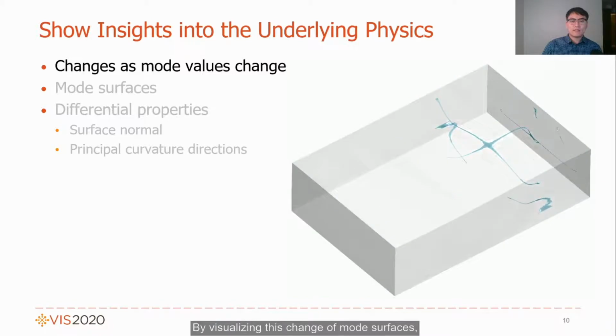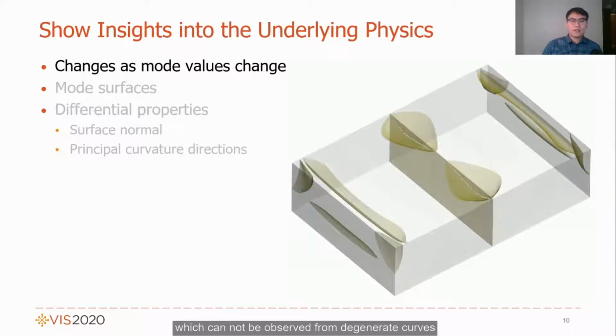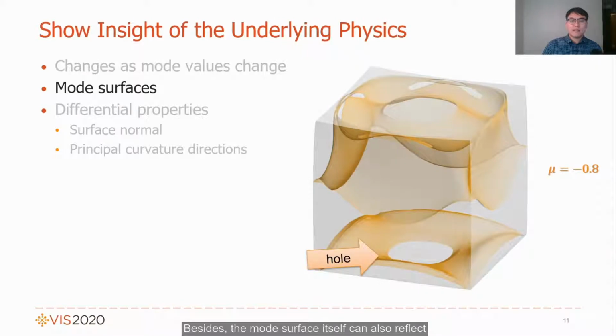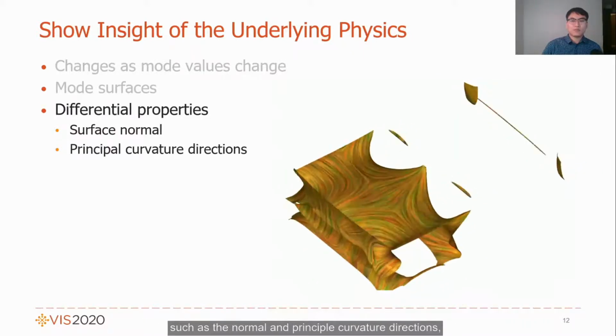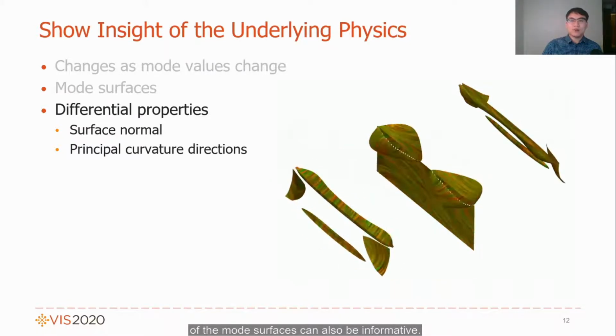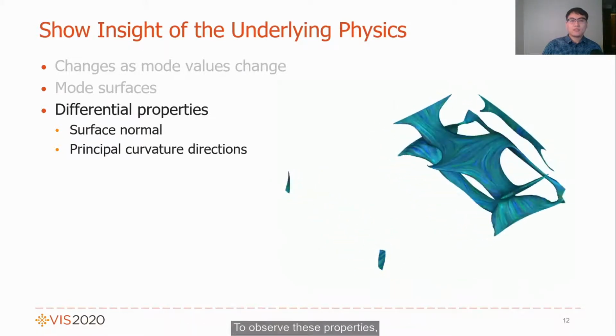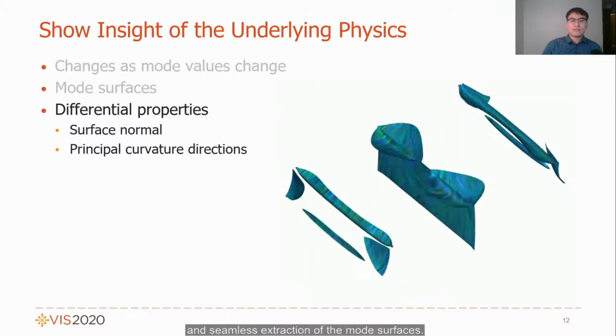By visualizing this change of the mode surfaces, we can get an insight into the underlying physics, which cannot be observed from the degenerate curves and the neutral surfaces themselves. Besides, the mode surface itself can also reflect some interesting structure of the underlying physics. In this image, we can observe a hole on the bottom of the mode surfaces. Some differential properties, such as the normal and the principal curvature directions of the mode surfaces, can also be informative. To observe these properties, we need to have a robust and seamless extraction of the mode surfaces.